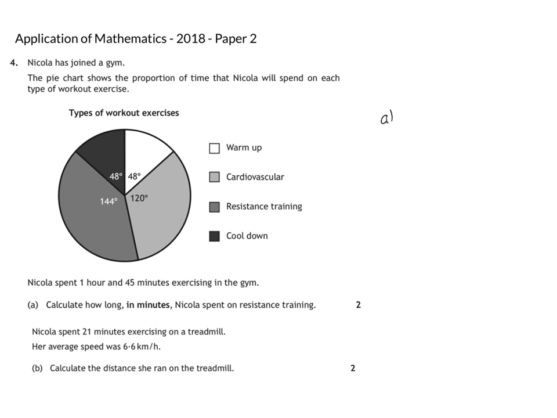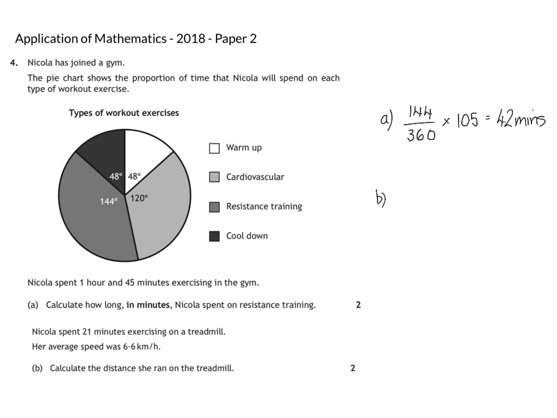So for part A, if we look at the resistance training, looking at our colors, so that's this one. So we know that it's 144, and we know that the total of a circle is 360. We have to multiply it. It asks in minutes, so we have to multiply it by the number of minutes. So we have 1 hour and 45 minutes. An hour is 60 minutes. So altogether that's 105 minutes. So 144 divided by 360 and then times it by 105 gives us 42 minutes on resistance training. So that's part A.